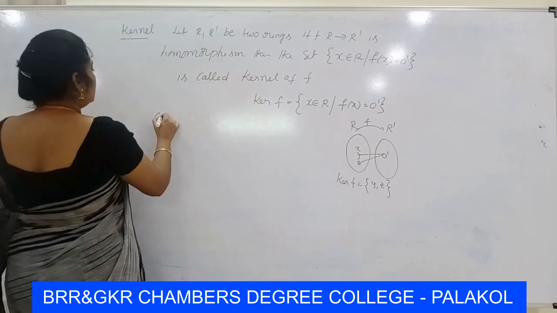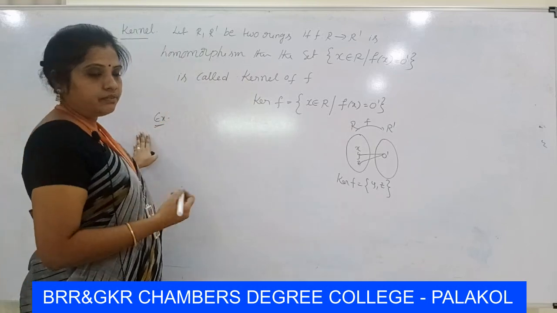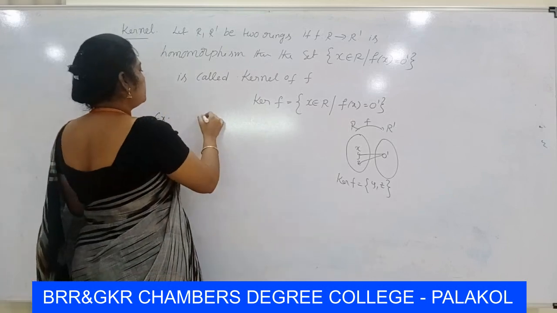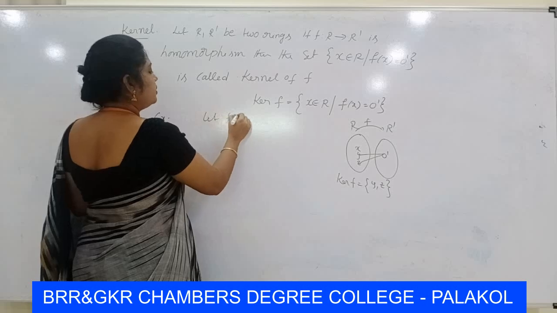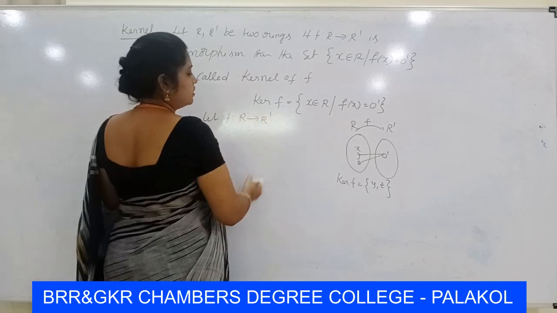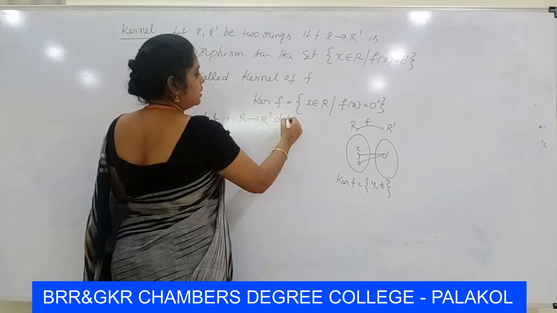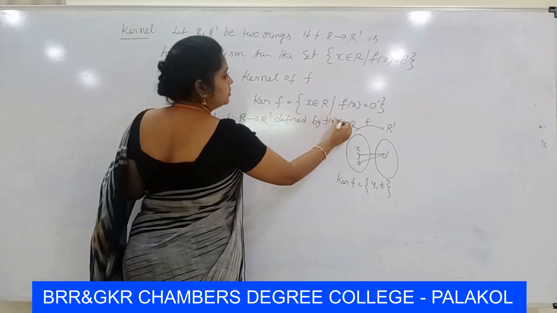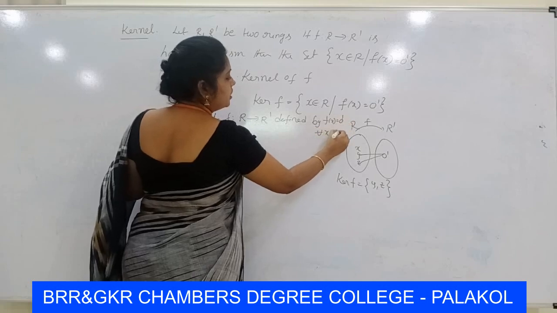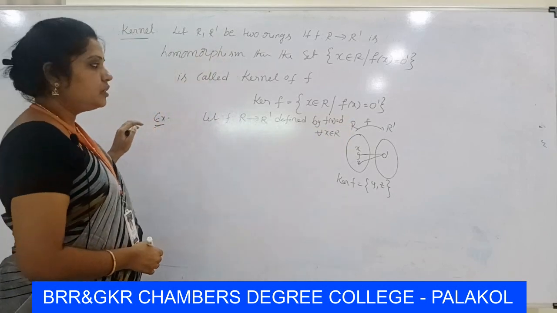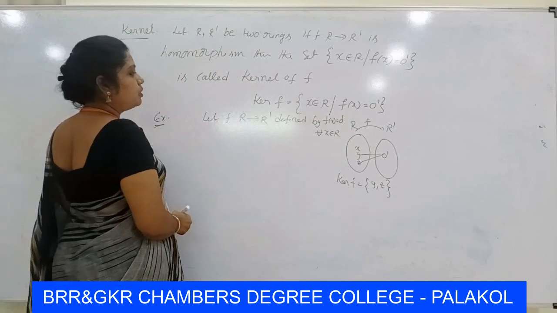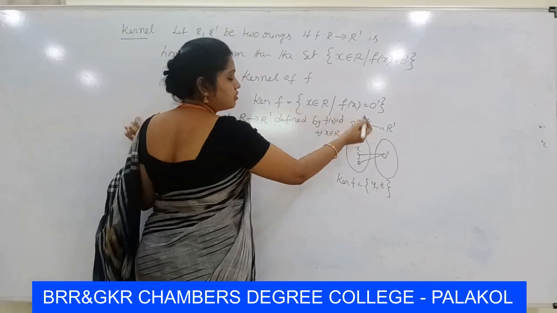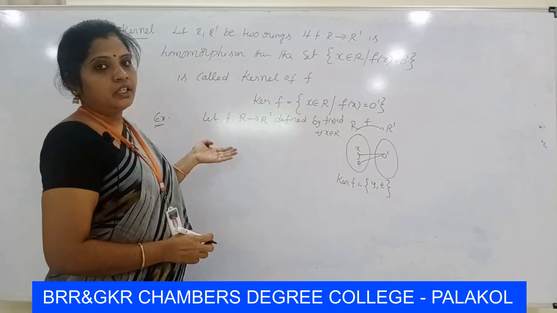I will give one example for this kernel F, that is the zero homomorphism. We know that the zero homomorphism is a mapping from R to R dash defined by f of x equals 0 dash for all x belongs to R. That is, every element of R is associated to the zero element of R dash.